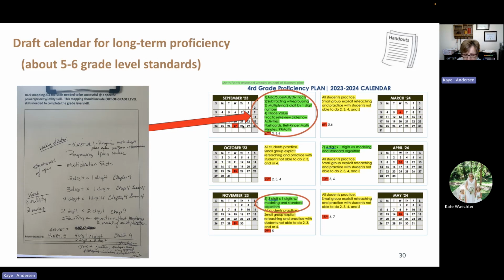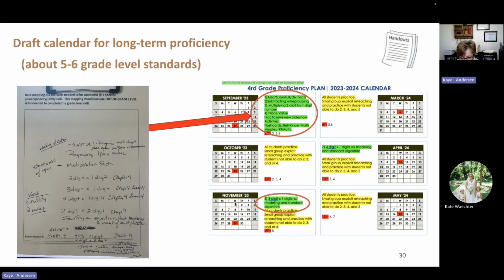She could do it any day during this week, but she's going to dedicate time to practice these out of grade level skills and reteach them for the students. So then as it goes on from there, all students are going to continue to practice. She's going to have small group explicit reteaching and practice with any students that are not able to do 2, 3, and 4 that she listed above. And that's going to continue.